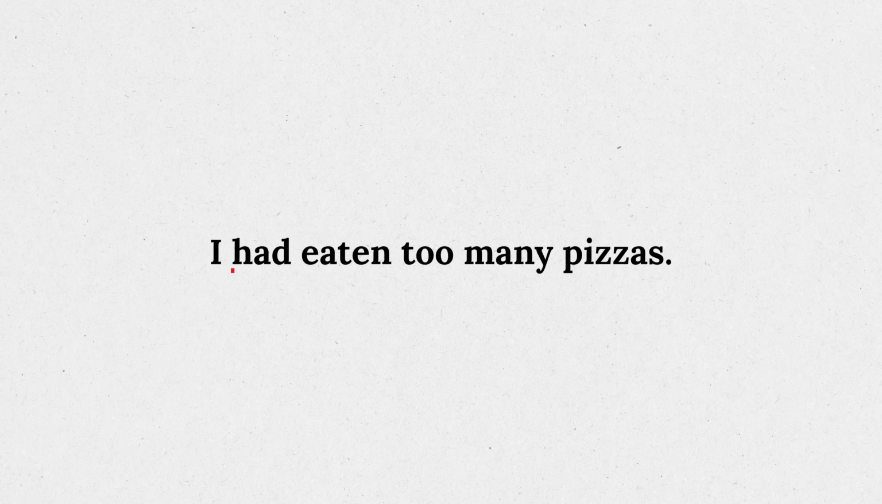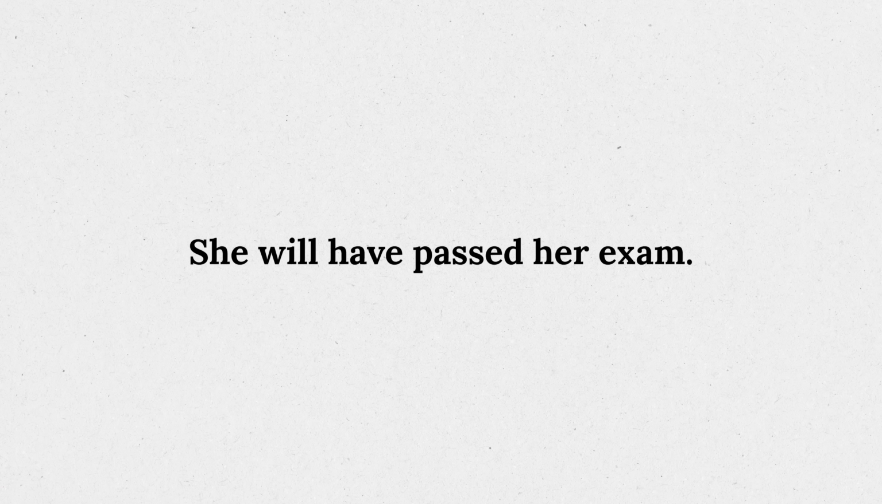Here we can see that the auxiliary verb is in the past tense. So that means that the verb eat is before the past. So before some other time or event in the past, I ate too many pizzas. And finally, here we can see that the auxiliary verb is in the future. So that means that the verb pass is before the future. So before some other time or event in the future, she will pass her exam.